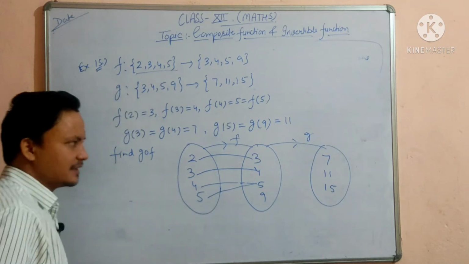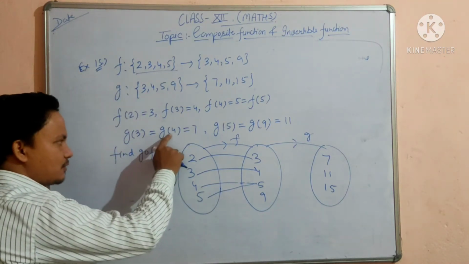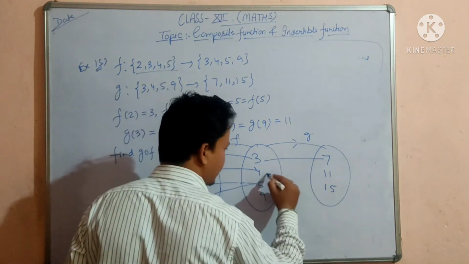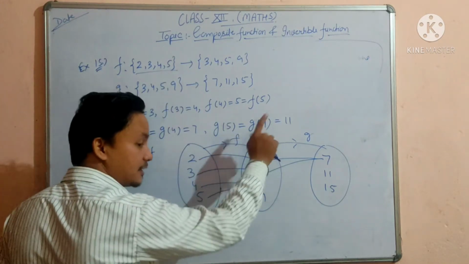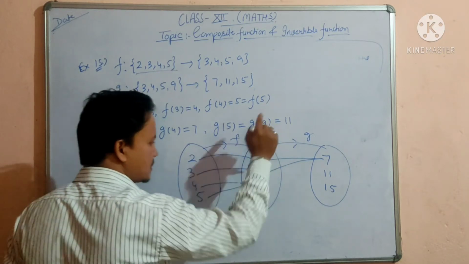Okay, now see another function g. The mapping of 3 under g and the mapping of 4 under g is 7. So 3 and 4 both are related with 7. Second, g of 5 and g of 9 is 11. It means that the mapping of 5 and 9 under the function g is 11.